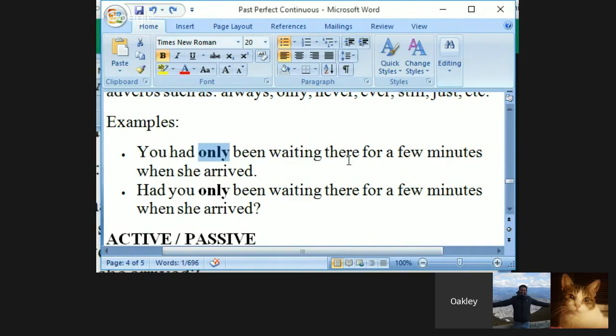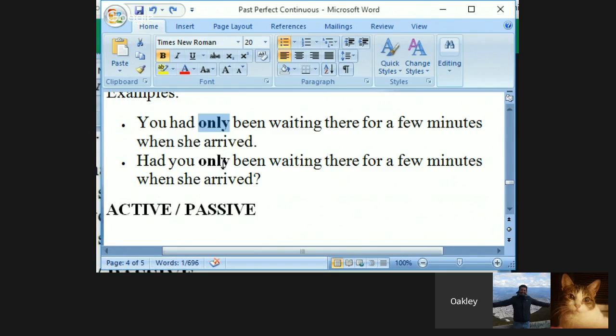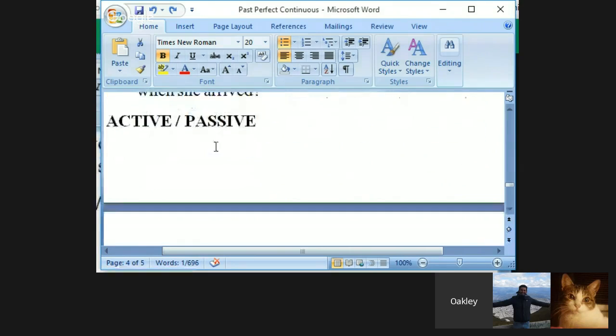Sometimes you've been waiting there for only a few minutes when she arrived. That's fine as well. Pretty much the same meaning, but now it's acting on a few. All right. So sometimes it's possible to move these adverbs around, but sometimes it's not without changing the meaning, or sometimes it's just not possible. It sounds really weird. So this is the one place where it's pretty much always going to be okay.